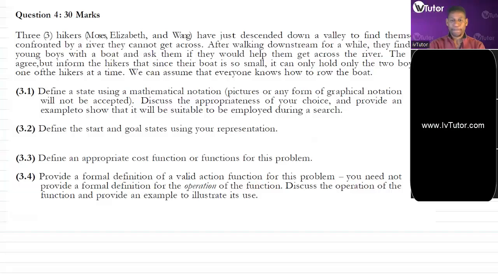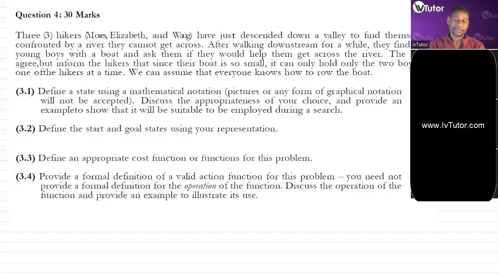So the only way for them all to get across is one boy has to go, 2 boys have to go across, 1 boy has to come back, the hiker has to go across, the boy has to climb into the boat, go across, pick up the other boy and come back to the hiker. Right, it's 3 hikers. Oh, sorry. There's 3 hikers. Okay.